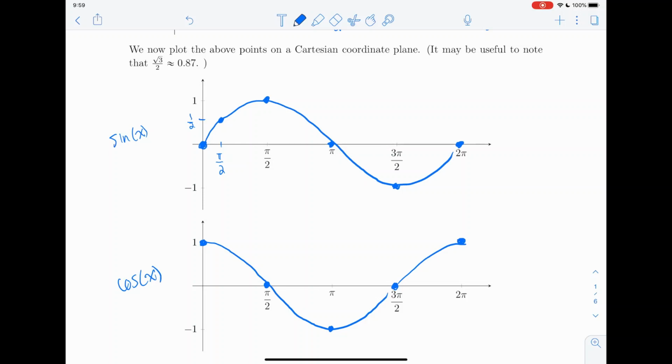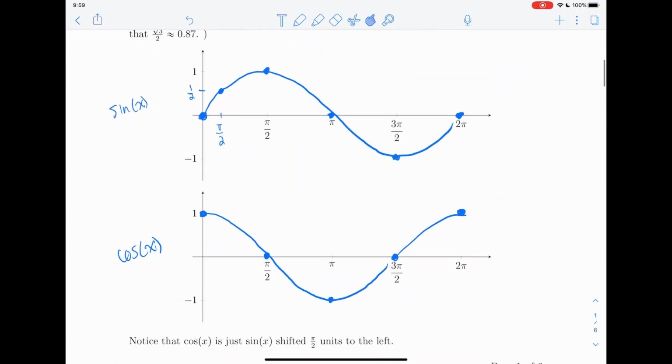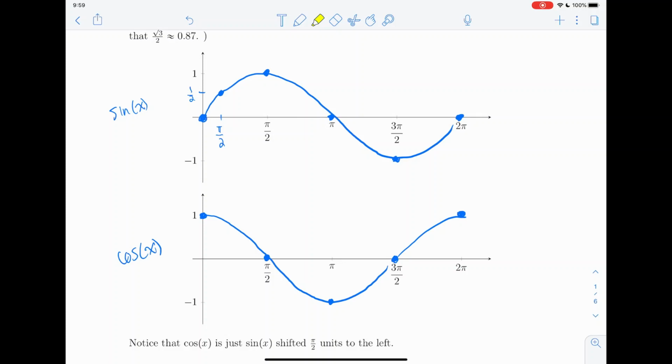Now, it's important to note that this relationship we saw that I highlighted in green claimed that the values of sine are kind of just a shifted version of cosine. And what we see in this graph is that this is a true statement. In fact, cosine is just sine shifted pi over 2 units to the left. If I take the sine function and I literally pick it up and I move it pi over 2 units to the left, that is, this pi moves here, this 3 pi over 2 moves here, the 2 pi moves here, we're literally just going to build the cosine.